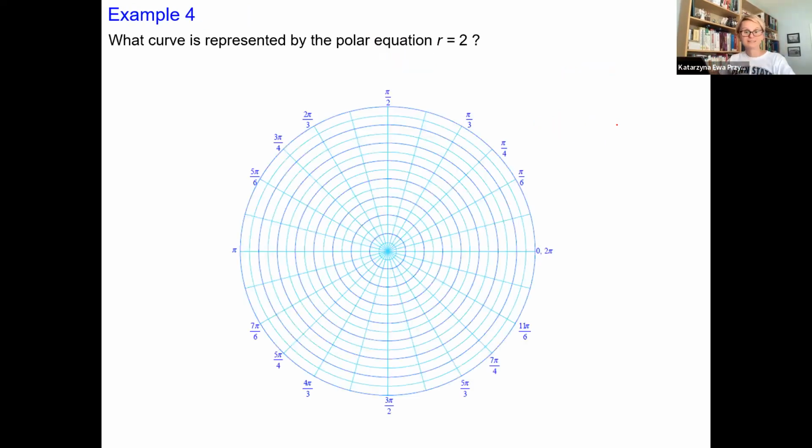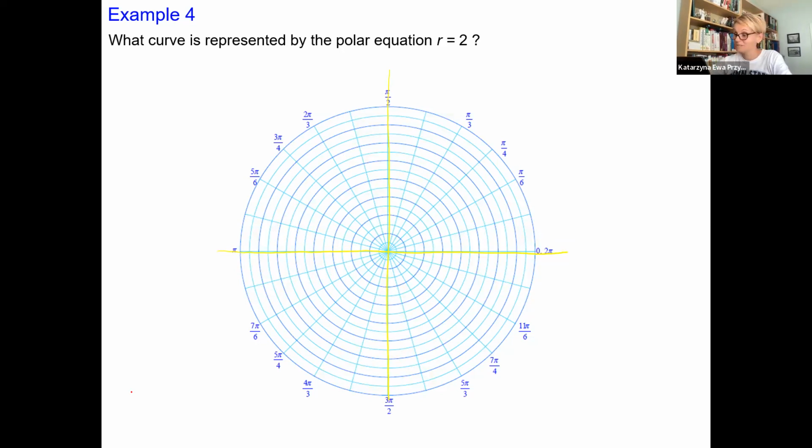For instance, this is the proper polar plane, which I can still write with 0, 90, 180, 270. What curve is represented by the polar equation r equals 2? There's no information about theta. Theta could be any angle from 0 to 360, 2 pi. We just have to indicate the distance 2 from the pole. What do you think? What do you visualize? What do you imagine?